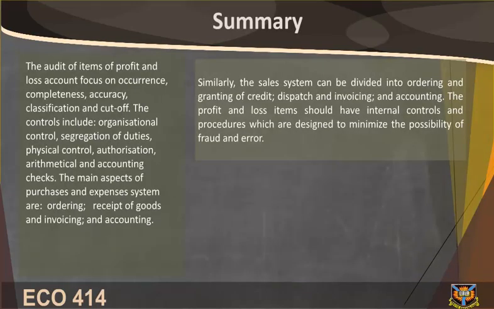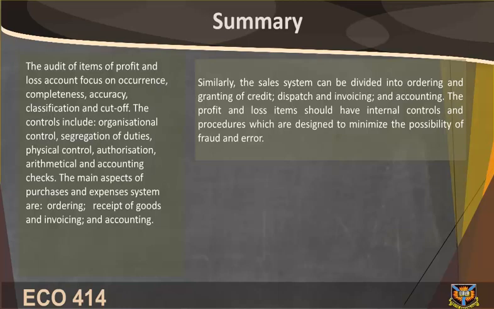Summary. The audit of items of profit and loss account focus on occurrence, completeness, accuracy, classification, and cutoff. The controls include organizational control, segregation of duties, fiscal control, authorization, arithmetical and accounting checks. The main aspects of purchases and expenses systems are ordering, receipt of goods and invoicing, and accounting.